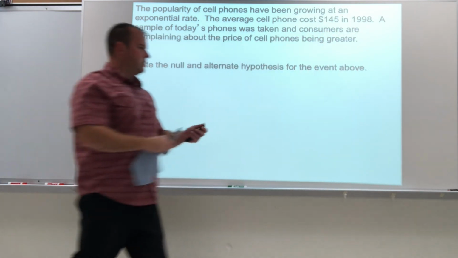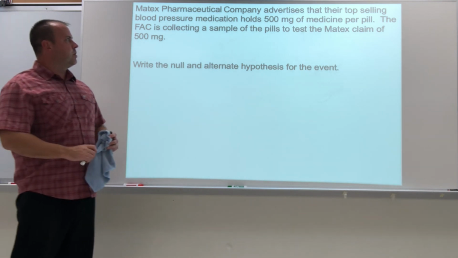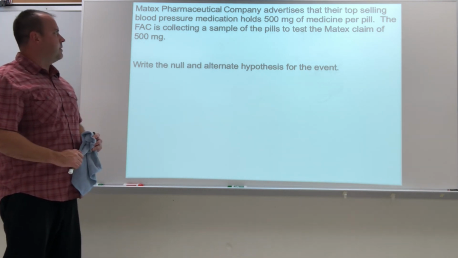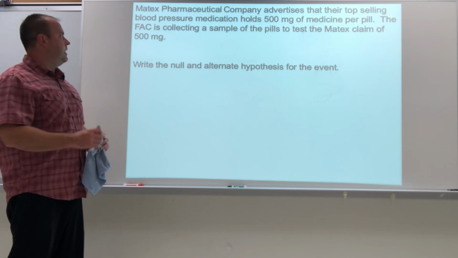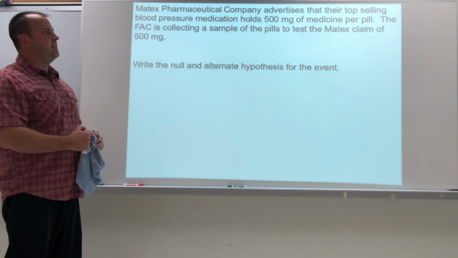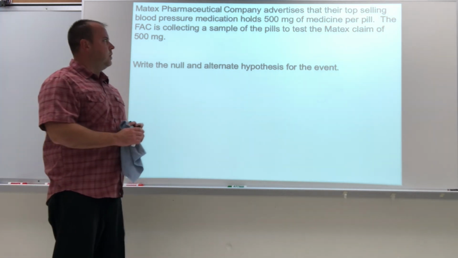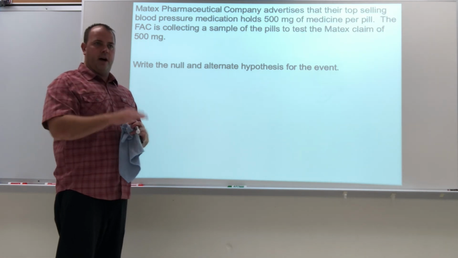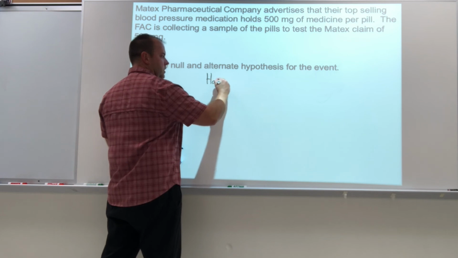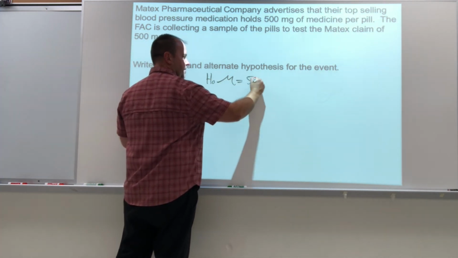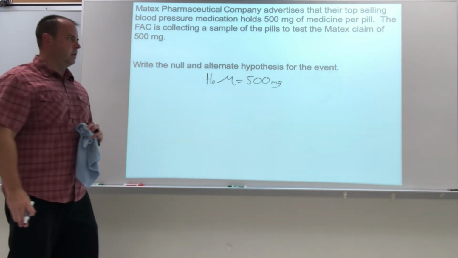And let's do one more example. The Maytex Pharmaceutical Company advertised that their top-selling blood pressure medication holds 500 milligrams of medicine per pill. The FDA is collecting a sample of the pills to test the Maytex claim of 500 milligrams. So it's saying that their pills hold 500 milligrams. So we're looking at null, mu equals 500 milligrams. Just a quick label to have there.